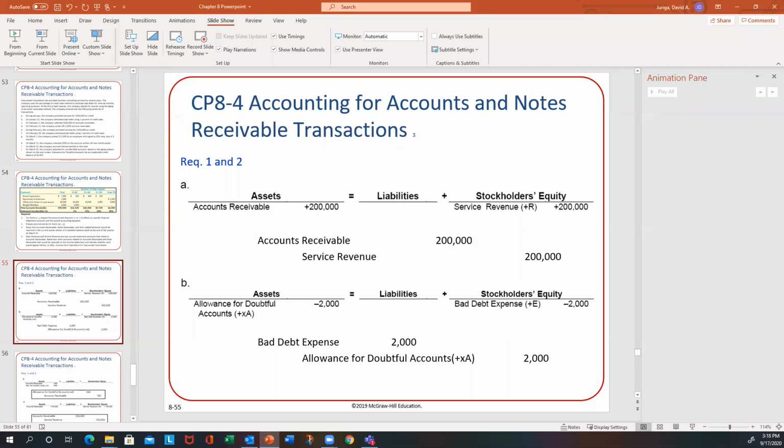All right, so on the first one, you'll notice you just simply book your receivables. That's just a credit sale: debit AR, credit service revenue for 200. And then on the next one, they just wanted you to debit your bad debts expense for 2,000.